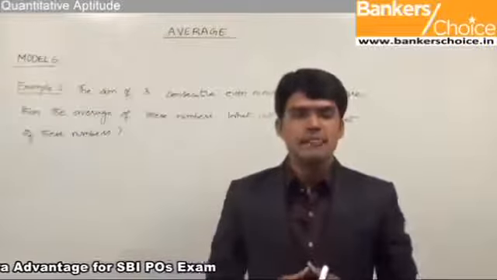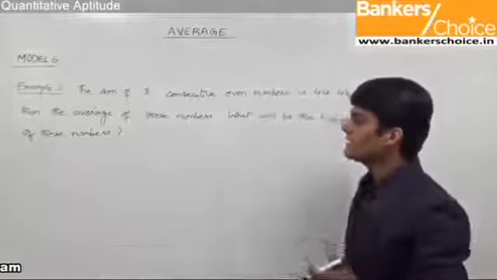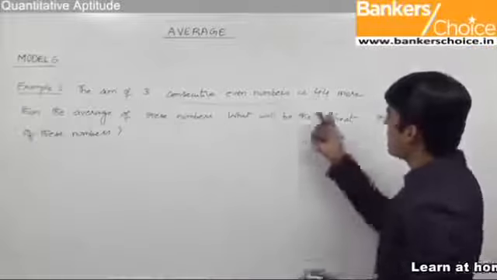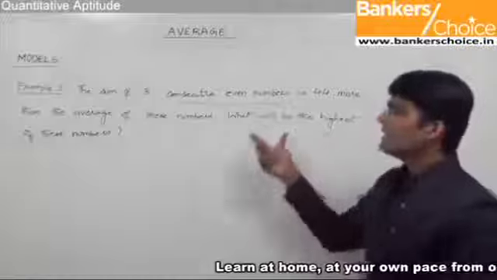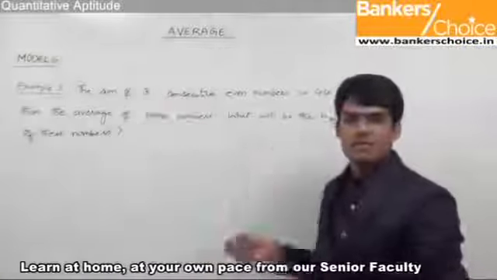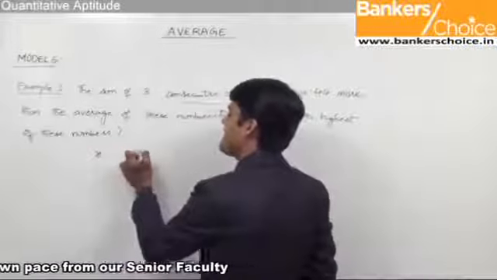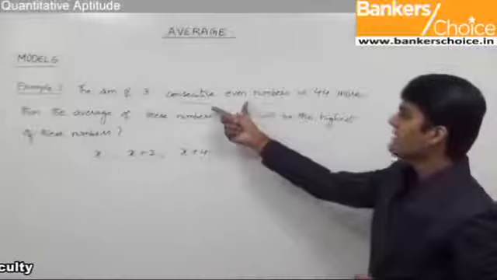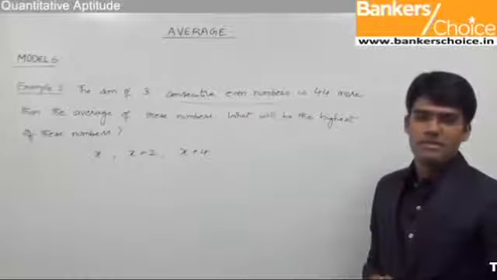Let us now take an example based on consecutive numbers that we have just discussed. The question here is, sum of 3 consecutive even numbers is 44 more than the average of these numbers. What will be the highest of these numbers? So as he says, we have 3 consecutive even numbers. We know that consecutive even numbers should be taken as x, x plus 2 and x plus 4. And the question here is, sum of these 3 consecutive numbers is 44 more than the average of these numbers.